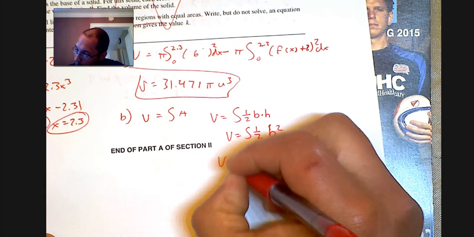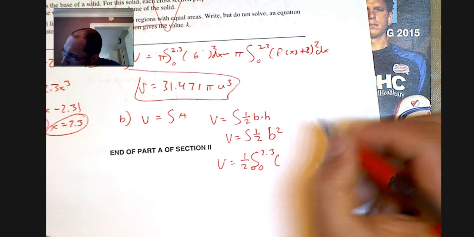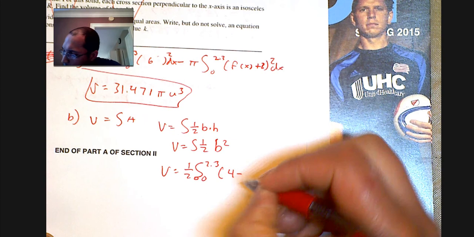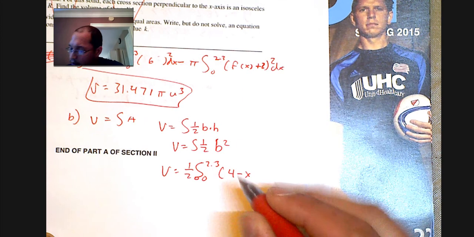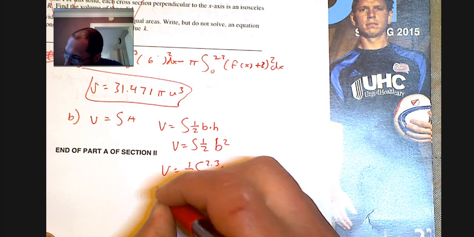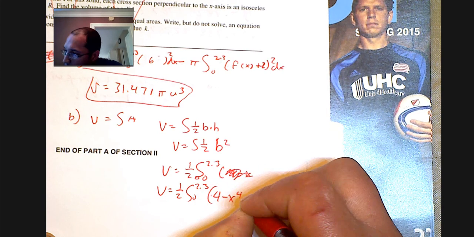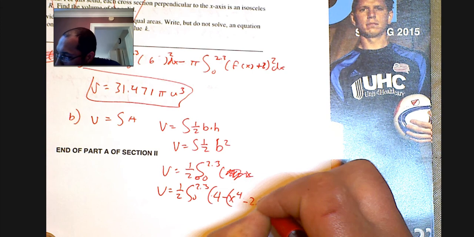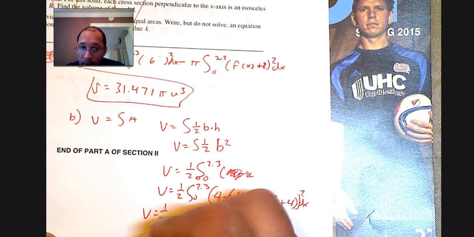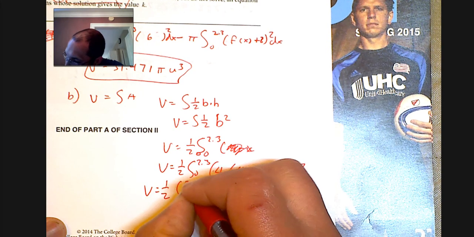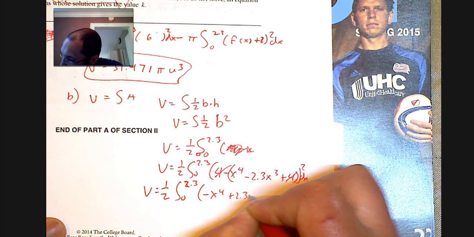So volume is equal to 1/2 the integral from 0 to 2.3 of the top function, which is 4, minus the bottom function, which is x to the 4th power minus 2.3 x to the 3rd power plus 4, squared, dx. Okay, so I'm going to rewrite that a little bit nicer. 1/2 the integral of 0 to 2.3. Those 4's basically cancel, and you get negative x to the 4th power plus 2.3 x to the 3rd power, squared.